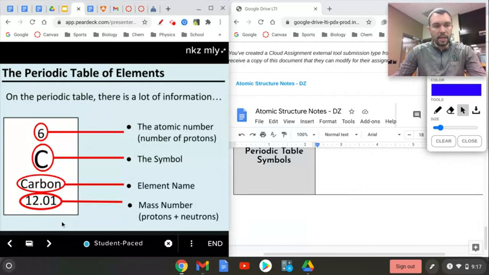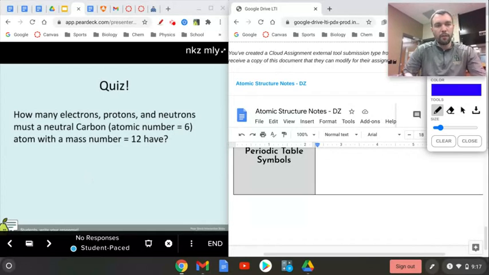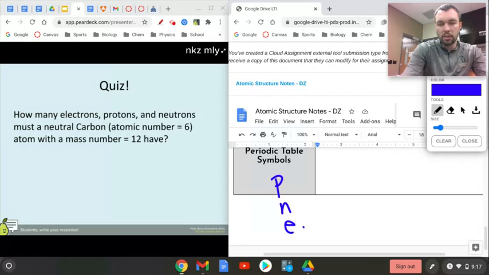All right. That's it for the notes, but I have some quiz questions here I want you guys to try out. So first, how many electrons, protons, and neutrons must a neutral carbon, atomic number 6, atom with a mass number of 12 have? So I'm going to write protons, neutrons, electrons right here. Okay, you can pause this video so you have a little bit of time to solve it. Use your notes to help you, and then I'll go through the answer here. So go ahead and pause it.